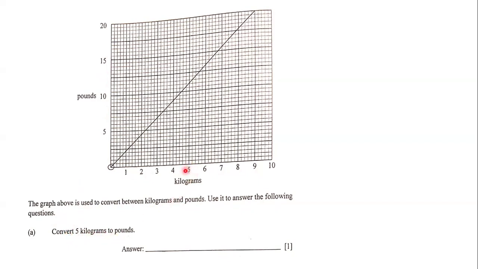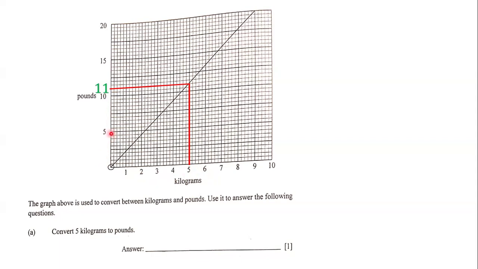So here we're going to zero in on 5, and 5 is on the x-axis, so this is 5 kilograms. Then we're going to go up, and then we're going to go across. When we go across, this is 11. And we know that this is 11 because on the y-axis, we are counting in 0.5s, which means that every time we increase, we add 0.5.